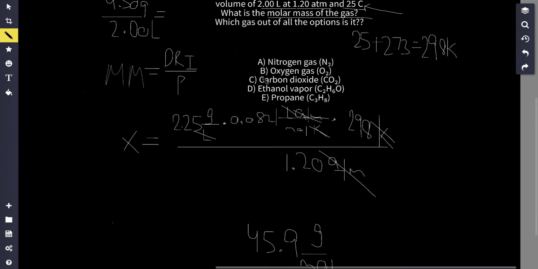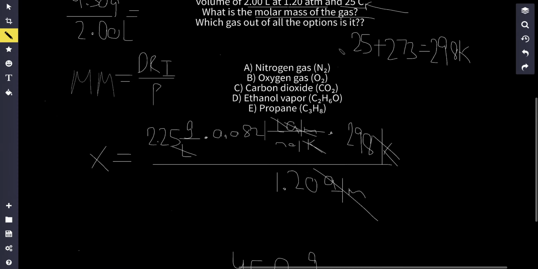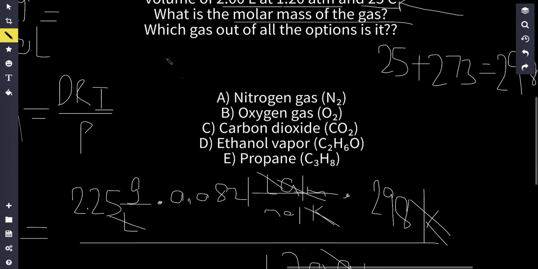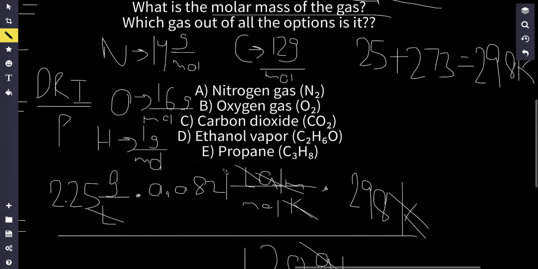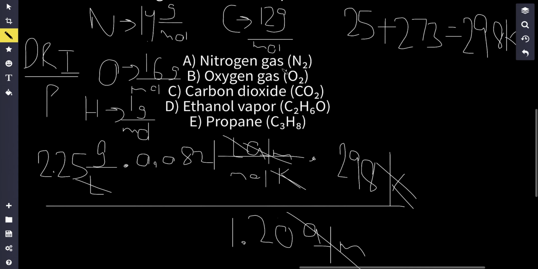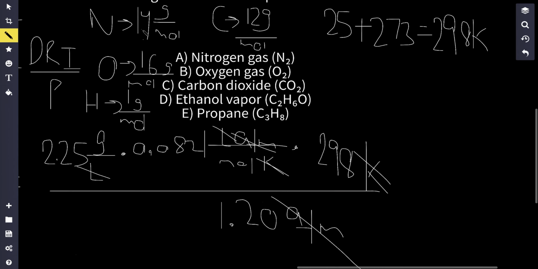So which gas has a molar mass of 45.9? Nitrogen has a molar mass of around 14 grams per mole. Carbon has a molar mass of around 12 grams per mole. Oxygen has 16 grams per mole. And then hydrogen has around 1. These are common molar masses that you don't have to memorize, but it's very convenient to memorize them. Anyways, nitrogen, there's 2 of them.